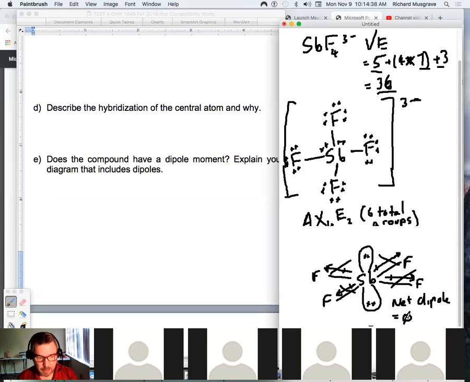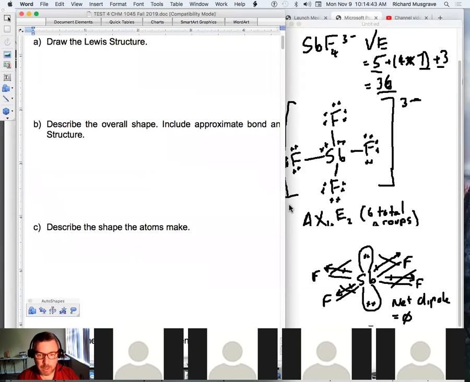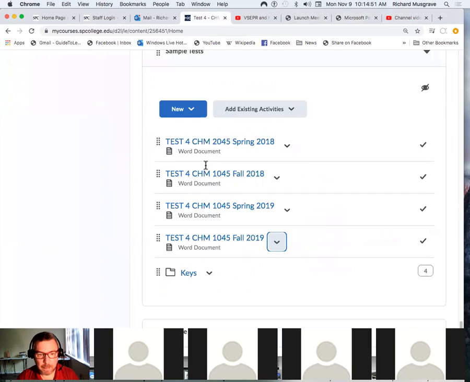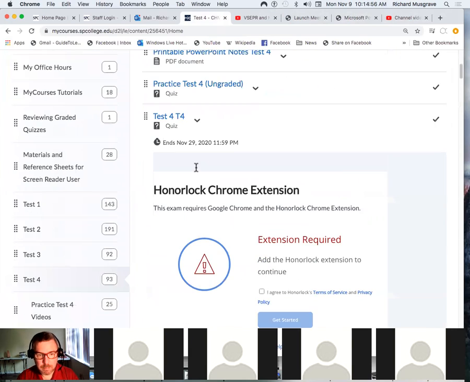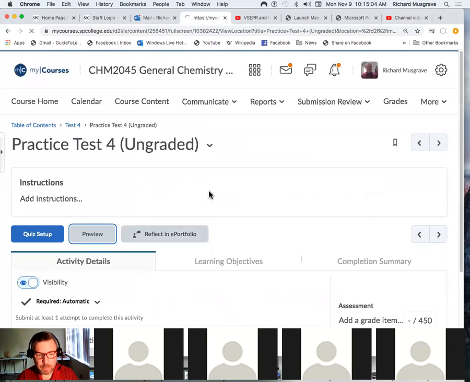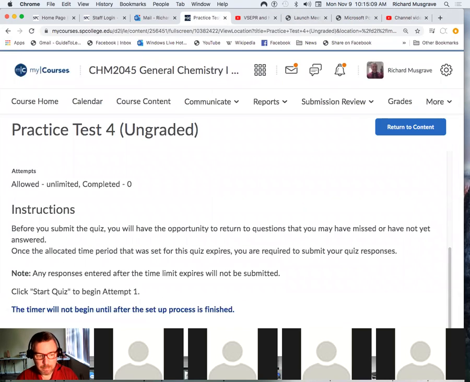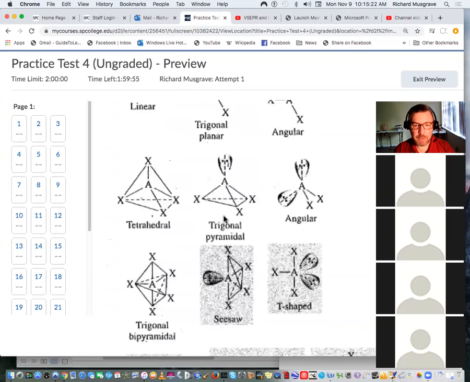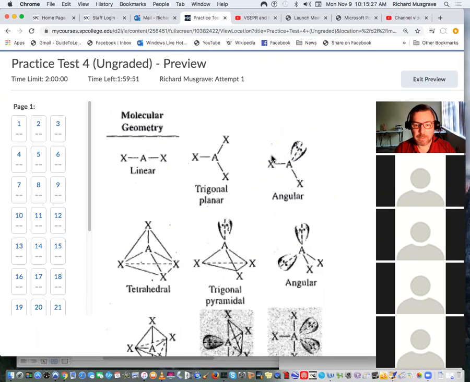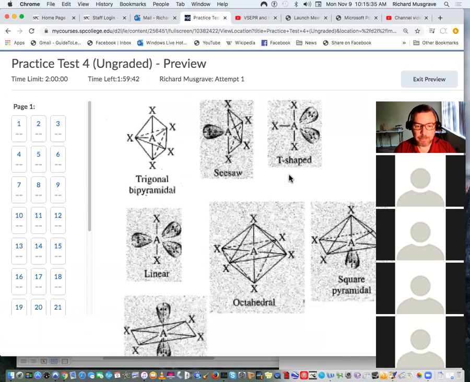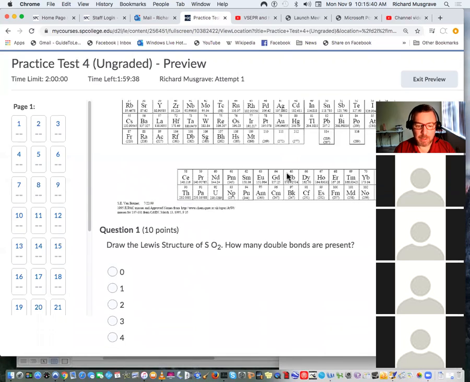Pretty straightforward. All right, let's take a look at how this looks on the test you're going to take. Practice test four, here we go. Preview. Okay, so as you can see on the practice test, Ron, I think you had asked about this. You can see that you got this diagram here at the top. So that's for your geometric shapes, right? And then you've got your periodic table underneath that, and we can get started after that.